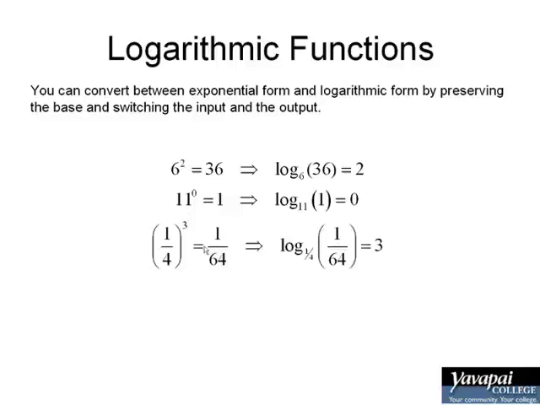Now here's one with some fractions in it. This is an exponential with a base of 1/4. It takes in 3 and gives out 1/64. So over here on the logarithm function, it's the same base of 1/4, but it takes in 1/64 and it gives out 3. When you go from exponential to logarithm, my inputs and outputs switch around.